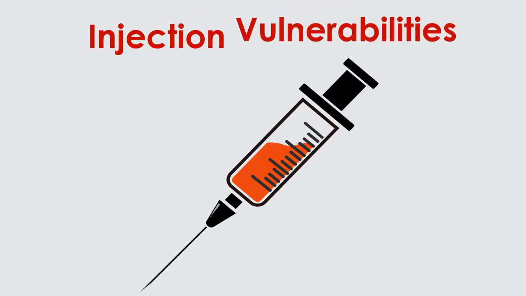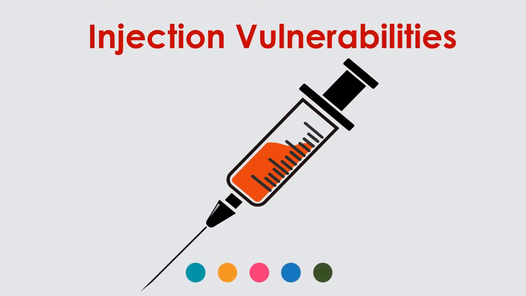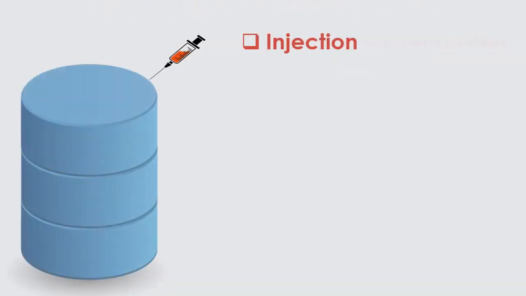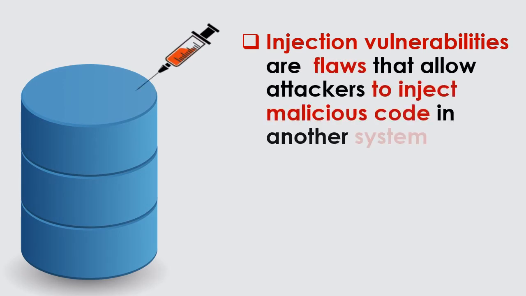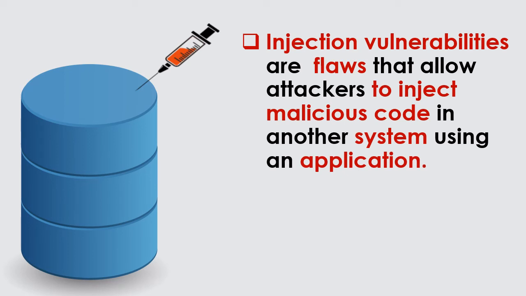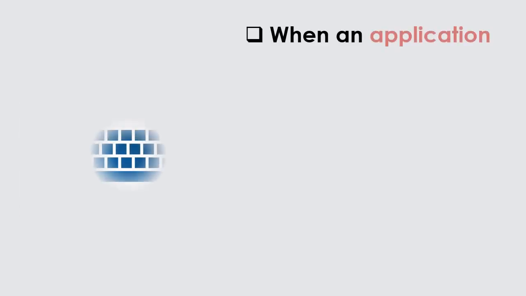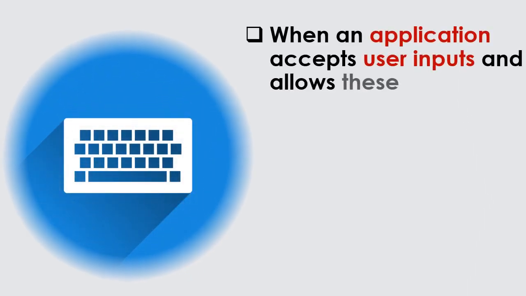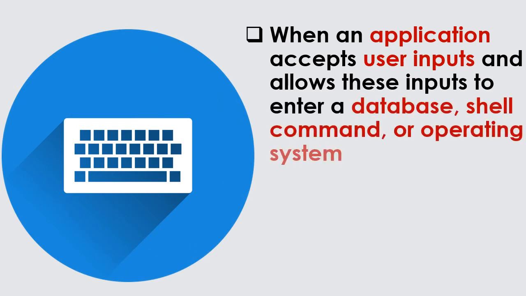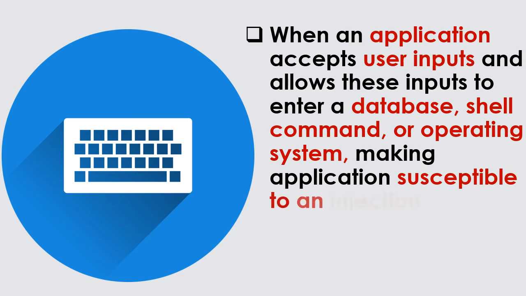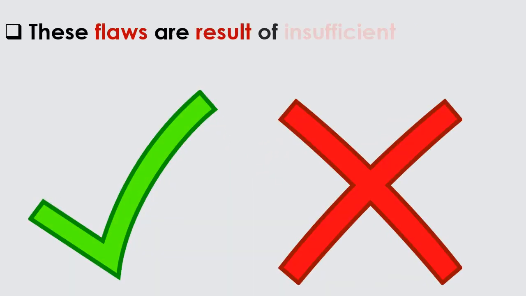Injection vulnerabilities. Injection vulnerabilities are flaws that allow attackers to inject malicious code in another system using an application. When an application accepts user inputs and allows these inputs to enter a database, shell command, or operating system, it becomes susceptible to an injection flaw. These flaws are the result of insufficient input validation.